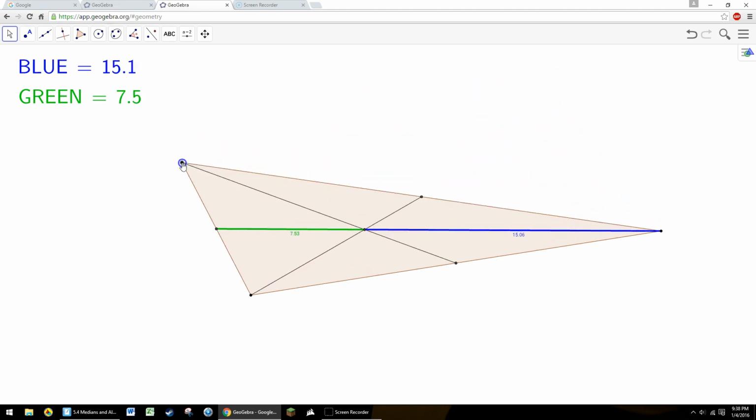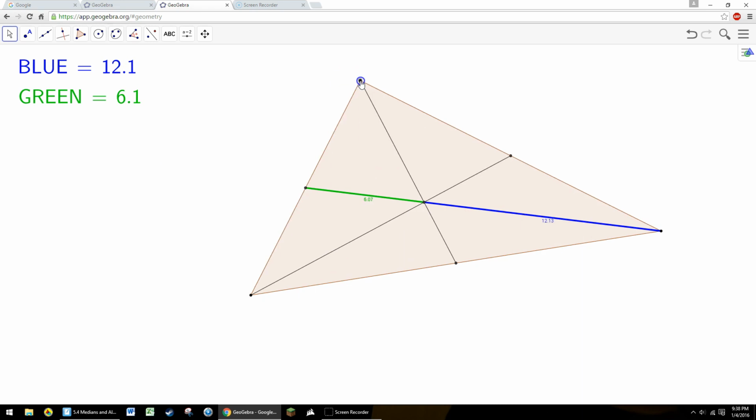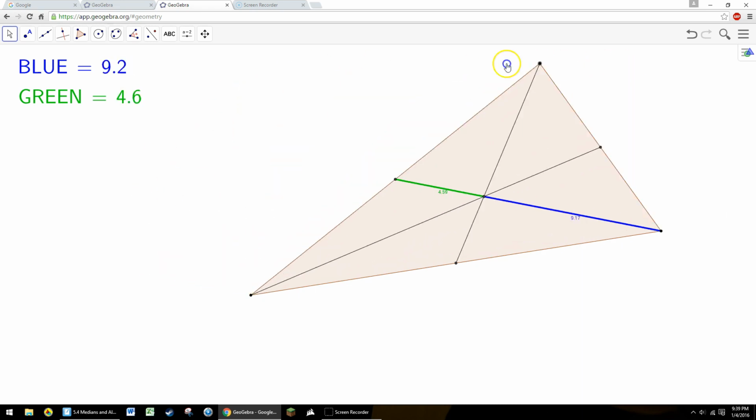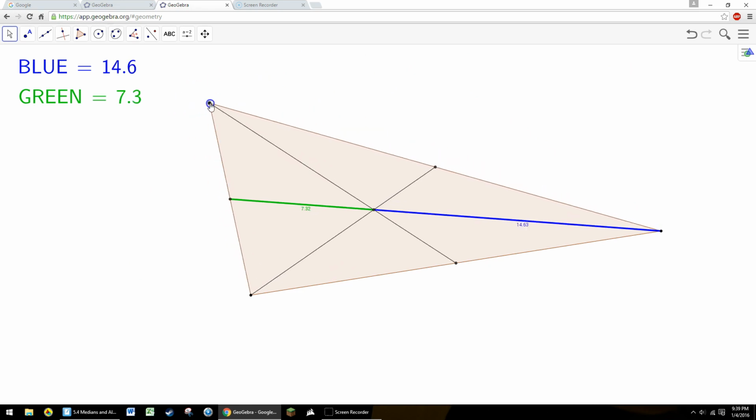So we've got 7.5 and 15.1. Obviously there's a little bit of rounding. There it is more accurately right there. But you can notice that no matter how I manipulate this triangle, the green segment is always half of the blue segment. Now this has a little bit of asymmetry to it, so the longer piece is always the one that extends to the vertex, and the shorter piece is always the one that extends to the midpoint, and you just have to be able to get that straight.